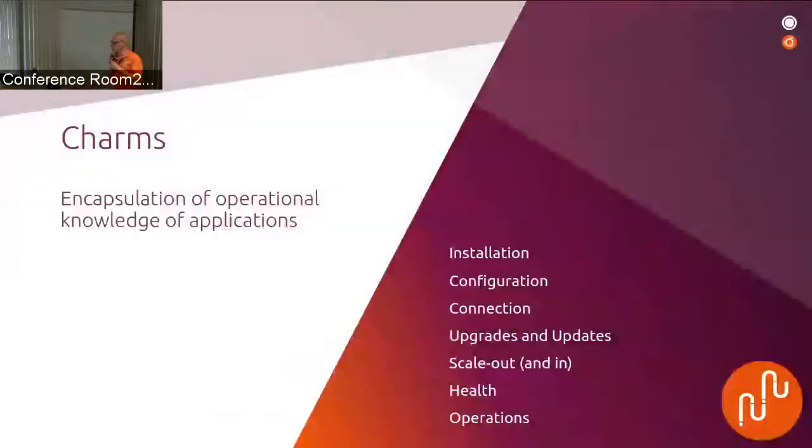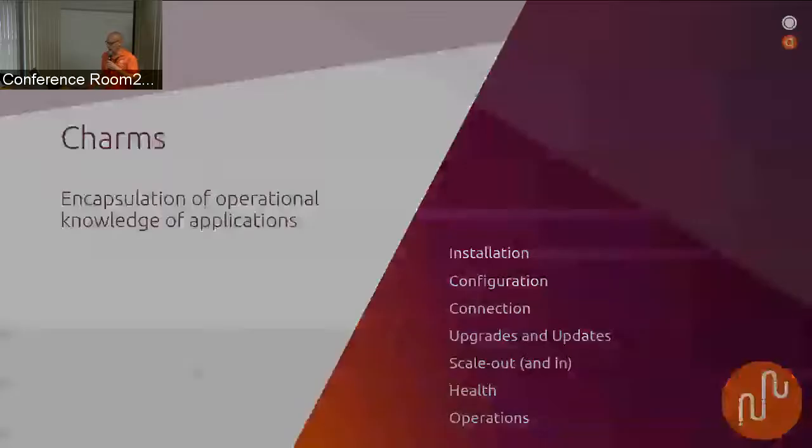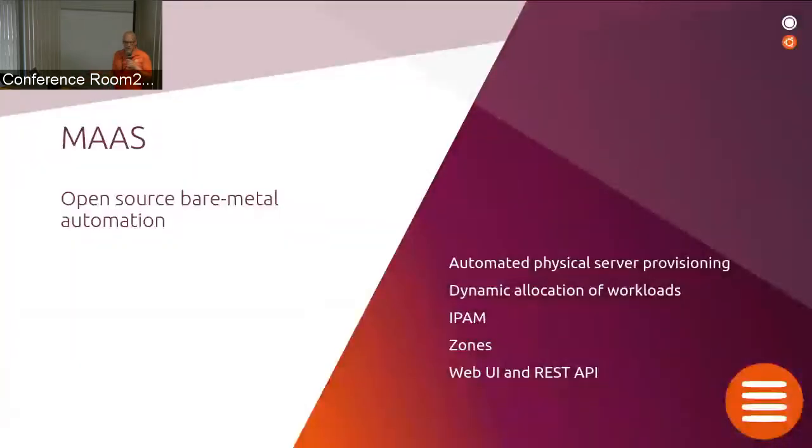Charms is encapsulation of operational knowledge of applications. Each charm is basically a Python project, which contains all the code you need to install a piece of software, configure it, connect it to other pieces of software, do upgrades and updates, do scale out if you need to add more capacity, monitor the health, and day-to-day operations. Underneath that, you could choose to use MAAS, which is our open source bare metal automation software. The goal of it is basically to have your physical data center being operated just as if it was a cloud.